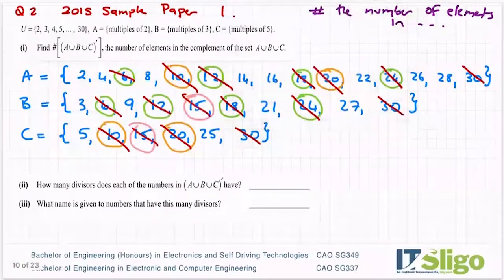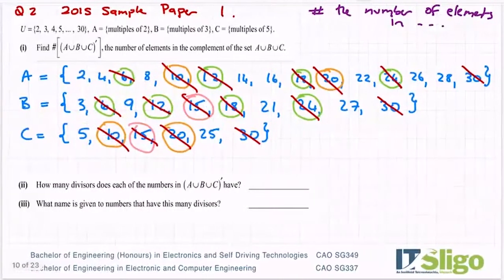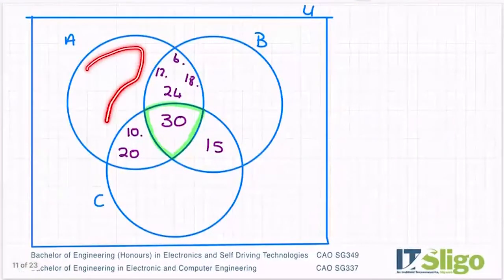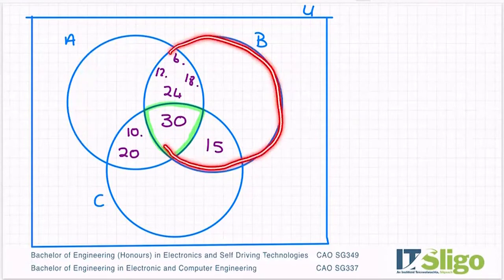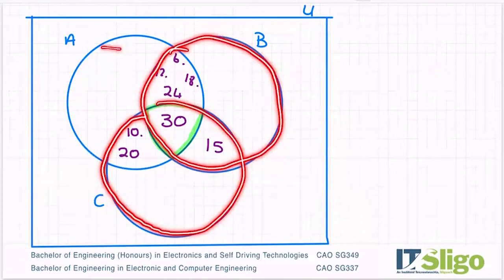Okay, and then the remaining numbers are what's part of A only. So 2, 4, 8, 14, 16, 22, 26, 28. You can see there, they're not part of C. They're not part of B or C, so they're in A only. And this is the area of the graph that is A only. So if I outline B and C, you can see this belongs to A only.